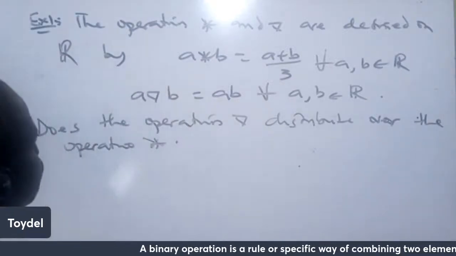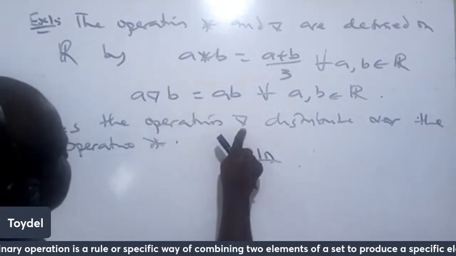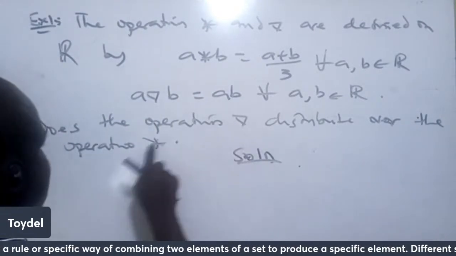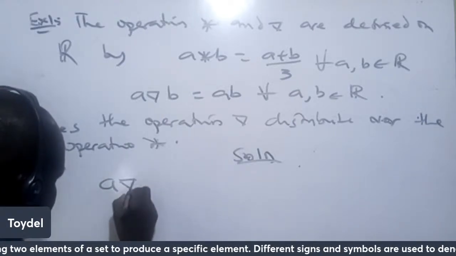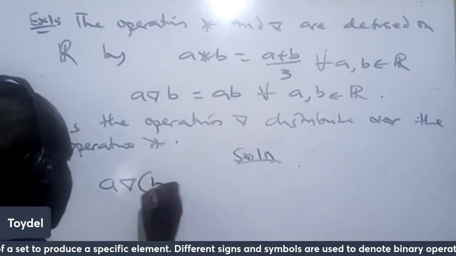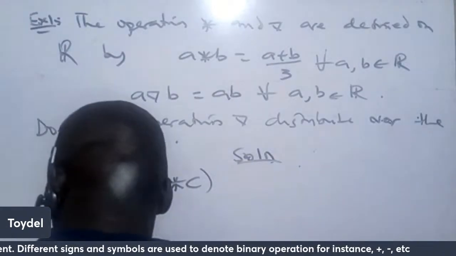So what do we do? In this case, this is what to do. We want to know if this distributes over this. For this to distribute over this, this is how we write it. We can say A ▽ (inverted triangle). We want to check if this operation distributes over asterisk, and that's what we have.